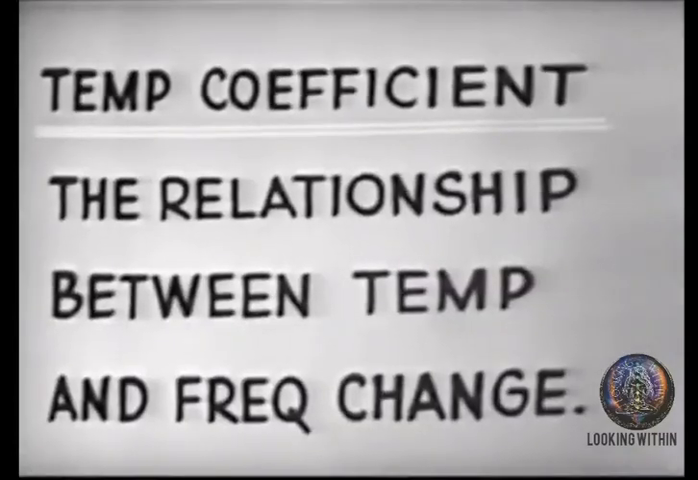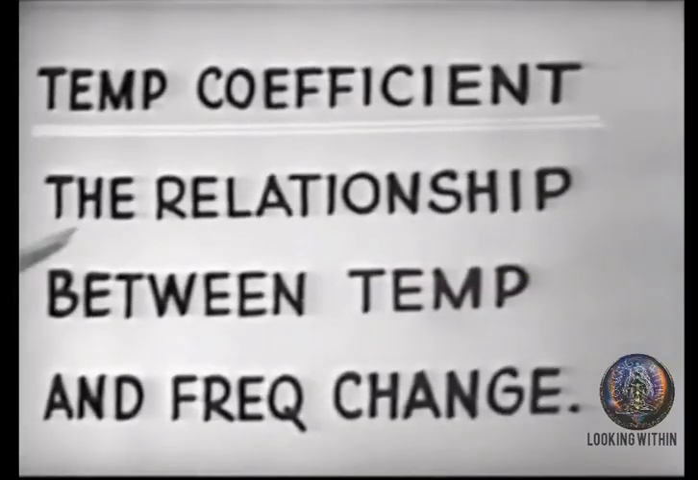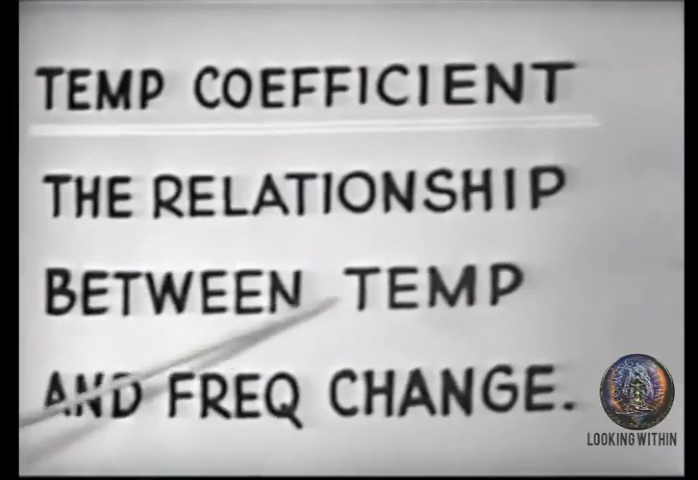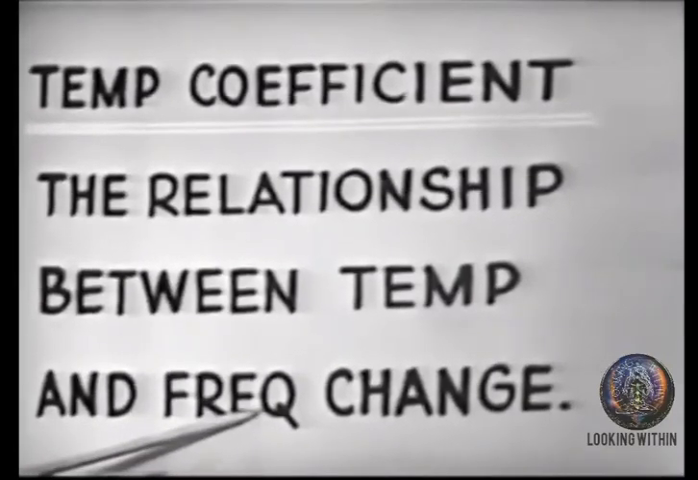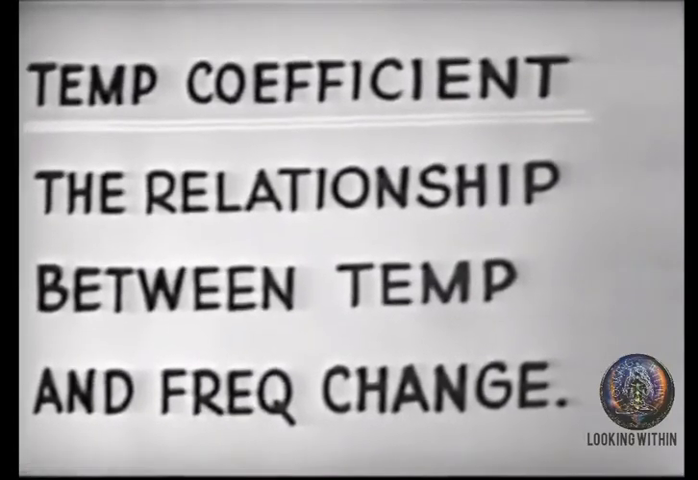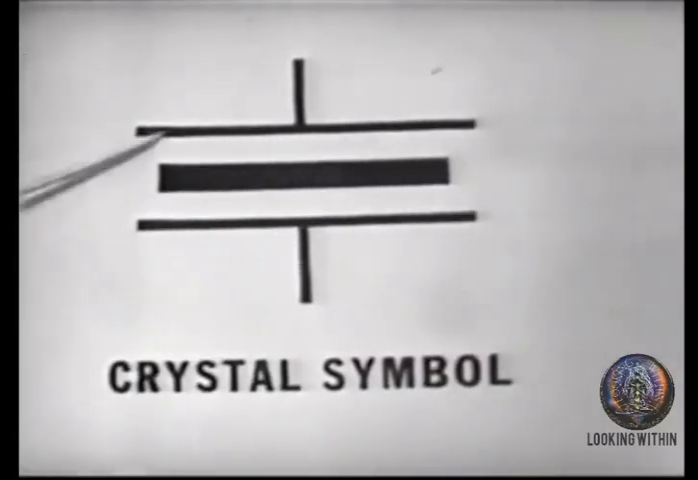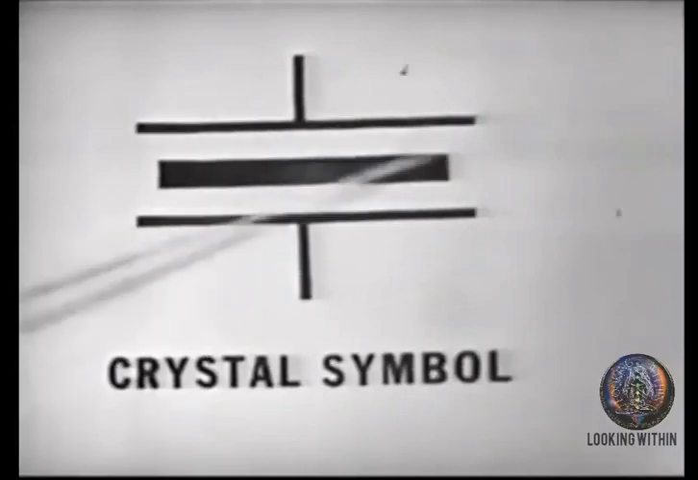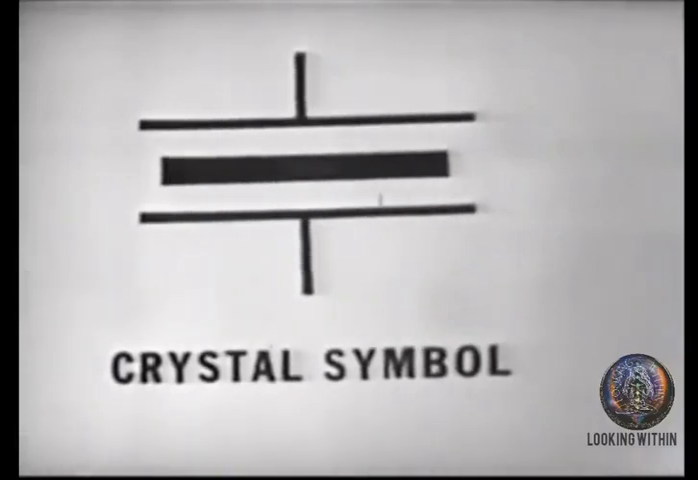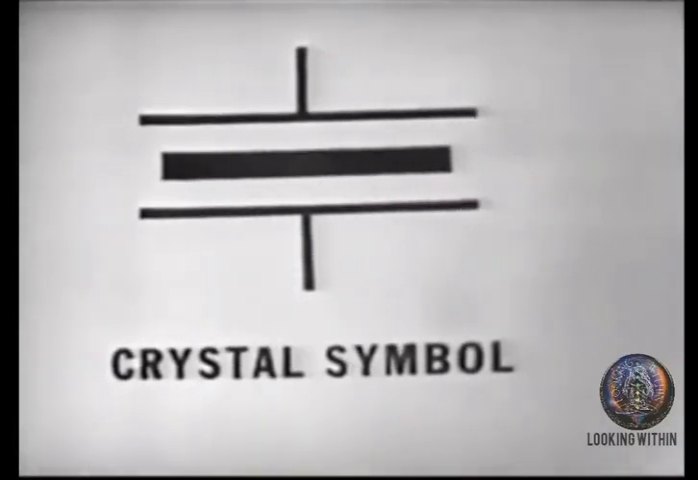And then we define temperature coefficient as the relationship between a temperature change and a frequency change. And then we gave you the schematic symbol for a crystal. This represented the crystal holder, this the crystal itself. Now, in concluding, we can say that the one big advantage of the crystal is its frequency stability. Remember, it has a very high Q, giving us a very narrow bandwidth.